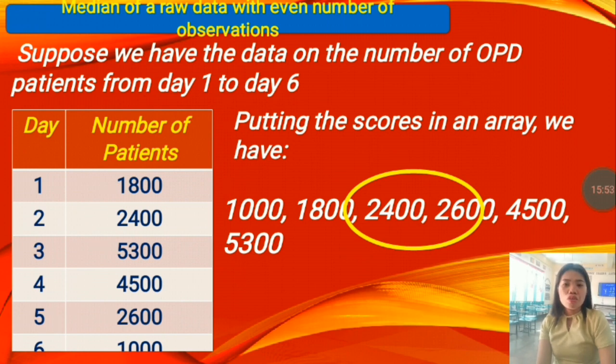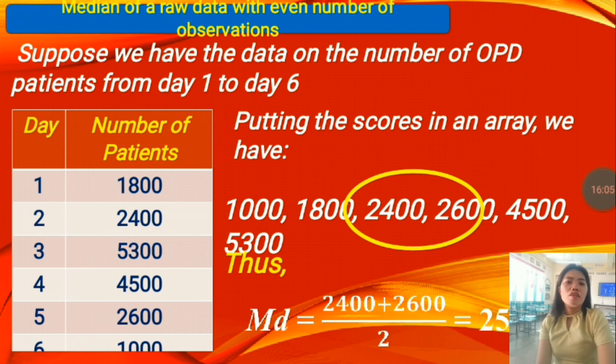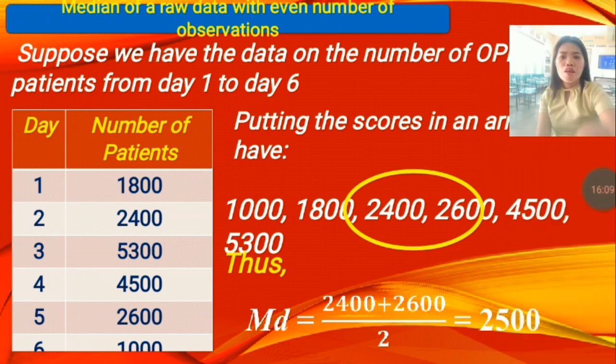So what we're going to do now is encircle the 2 middlemost observations, and then we're going to add the 2 figures. So we have 2,400 plus 2,600 all over 2. That gives us 2,500, and that will be our median. Okay.